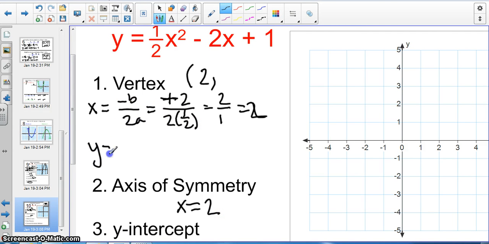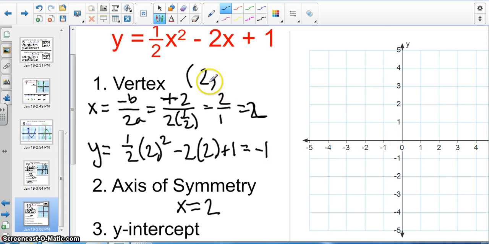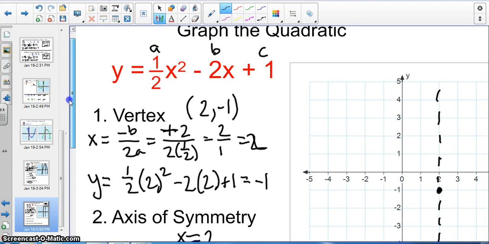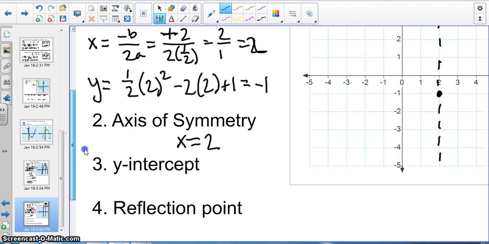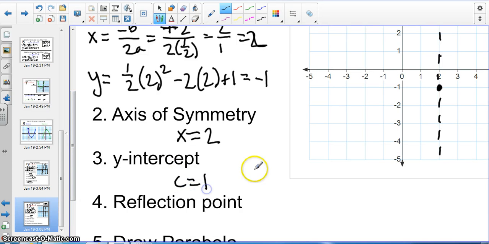Now to find my y, I just plug 2 in for x. When I do that, I should get negative 1. So now I can plot that. 2, negative 1 is my vertex. So x is 2, y is negative 1. Draw my axis of symmetry, that dashed line going straight up and down. Remember, your c, back in your original equation, is your y-intercept. So c equals 1. So I go to my y-axis at 1, plot a point.